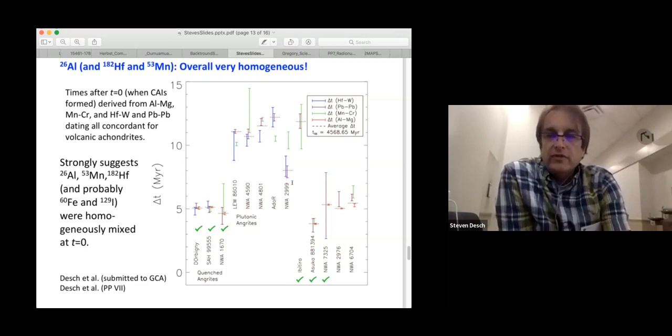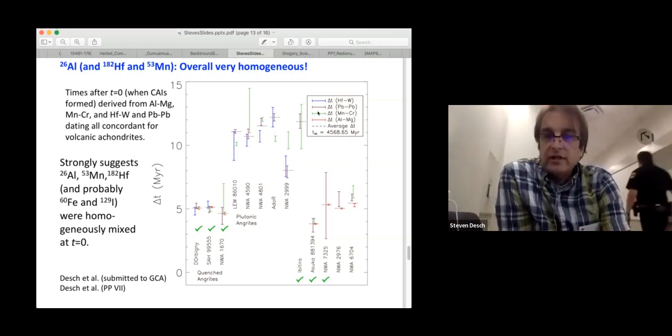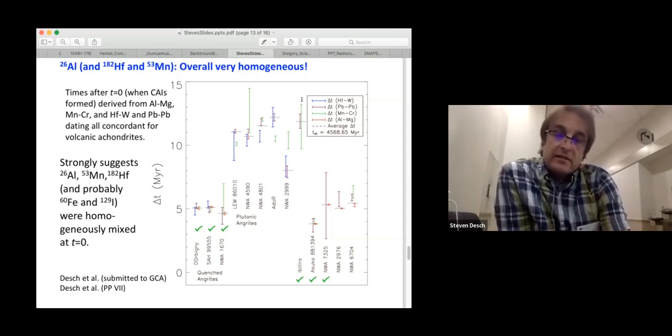You can do that using aluminum-26, those are the red ones, but also manganese-53 decays, and if you know the initial abundance, you can get that. Hafnium-182 is another radionuclide. If you know the abundance and you measure it, you can get an age from that. And finally, we have the lead-lead system, which also gets you an age. This is recent work, we tried to see if the ages match, because they should match for volcanic achondrites if the assumptions are good, which is the assumption of homogeneity.